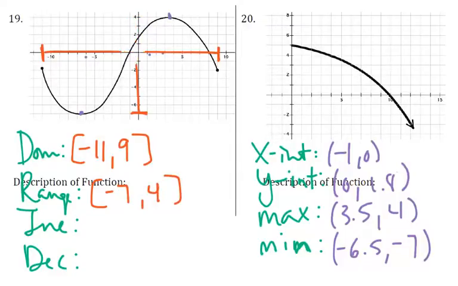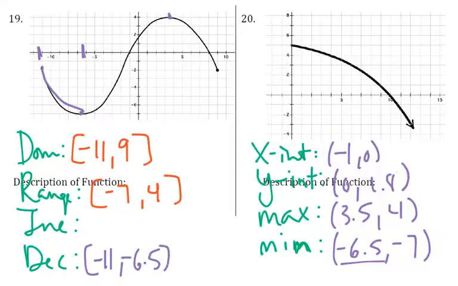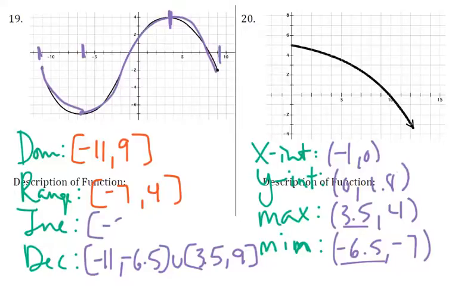Where is it increasing and decreasing? Well, once again, we've got two sections of decreasing. So from here till that minimum, so x to x, it would be from -11 to that minimum, -6.5. Then it would jump up to our maximum, which was 3.5, till we got to 9. Our increasing is just in between that, so it would go from -6.5 to +3.5. And there is number 19.